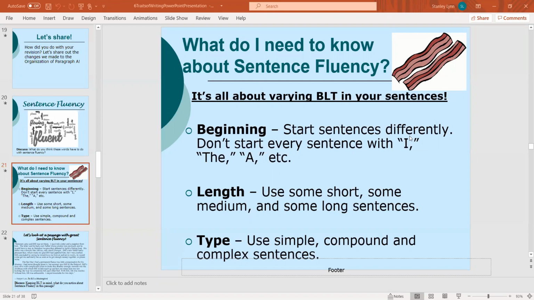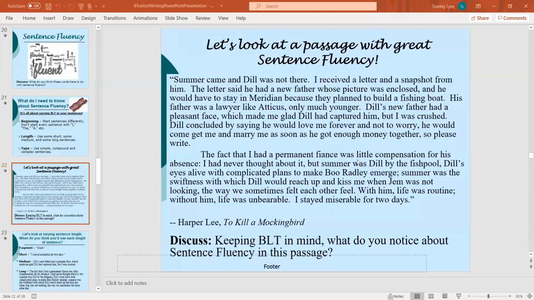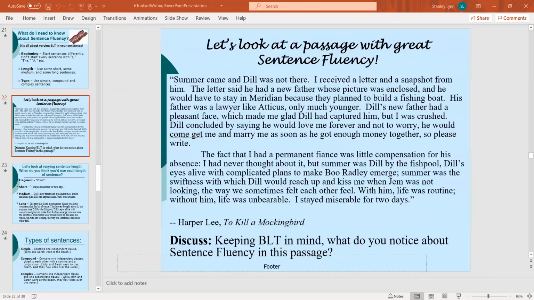The length. We've discussed this several times. Use some short, some medium, some long sentences. Type. I don't think I mentioned this before. Use simple sentences, compound and complex sentences. You know what these are. Okay, let's look at a passage with great sentence fluency.